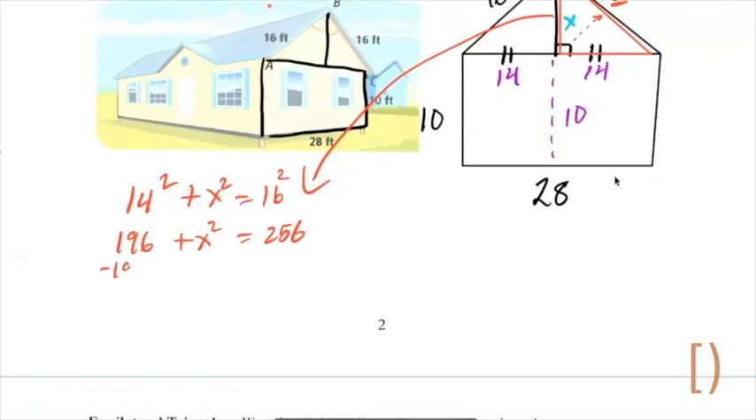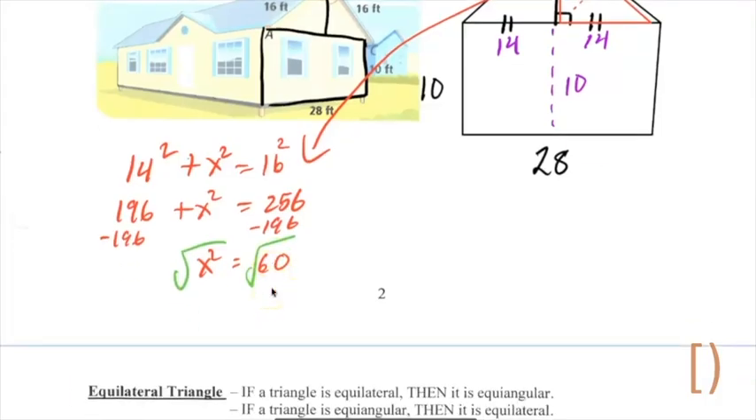And we're going to subtract 196 from both sides. X squared is going to equal 60. And then we're going to square root both sides like that. I don't know the square root of 60. I need a calculator. I'm going to do it off camera, but that's going to turn out to be about 7.7, approximately 7.7 feet. But we know the height here now is about 7.7.